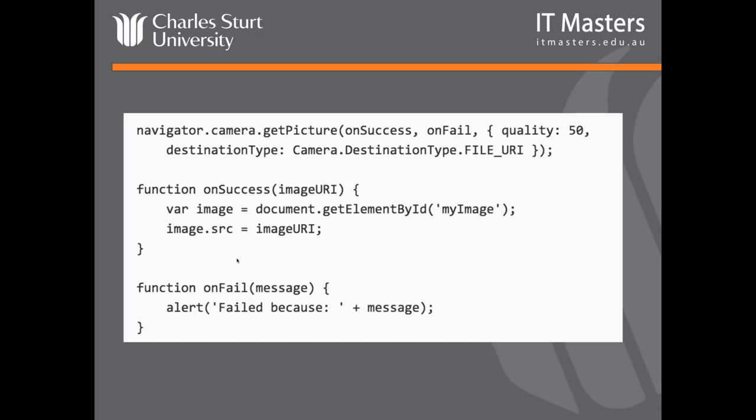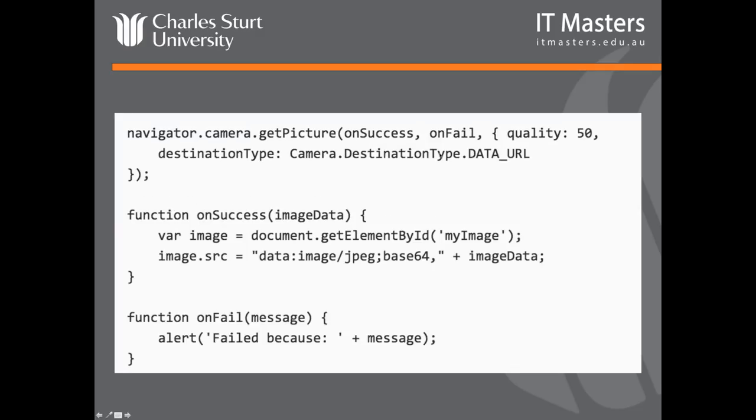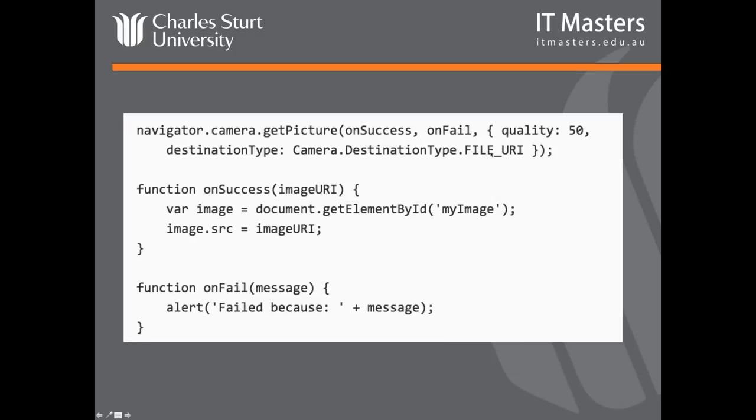Okay. Now we can also do file URIs as well. So there are different kinds of destinations that we can grab it for. So here's a data URL and a file URI, which are two different things, and which will allow us to do things like perhaps saving the image if you want to do that as well. So saving it into a file rather than just, say, putting it on screen.